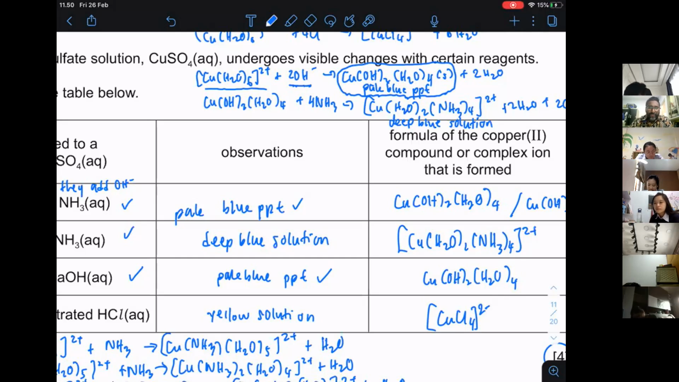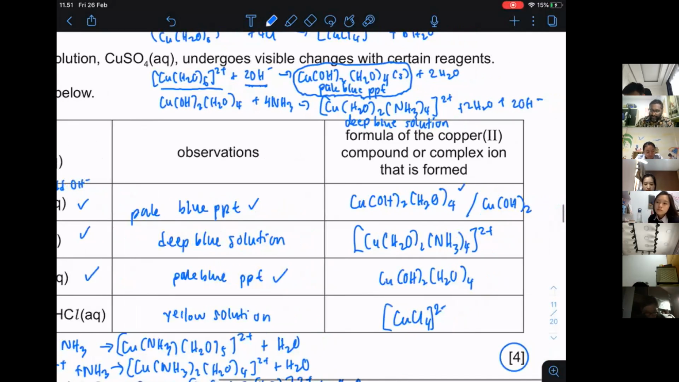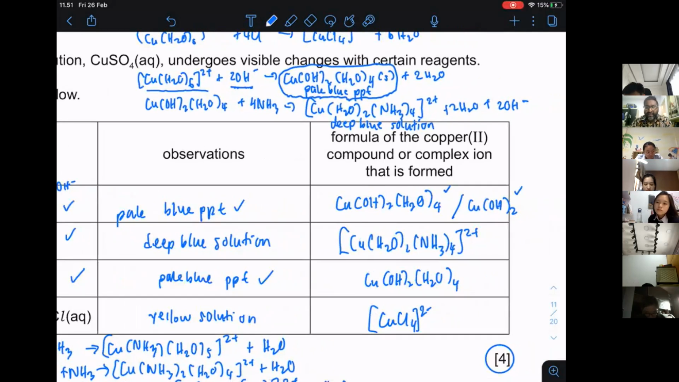So if they ask you to identify the formula of the complex that is formed, or the one that is responsible for the pale blue precipitate, it's going to be Cu(OH)2(H2O)4. Or if you give your answer as Cu(OH)2, it's still accepted. But I don't want you to remember only this, because it is copper hydroxide with 4 ligands of water. Please remember that.